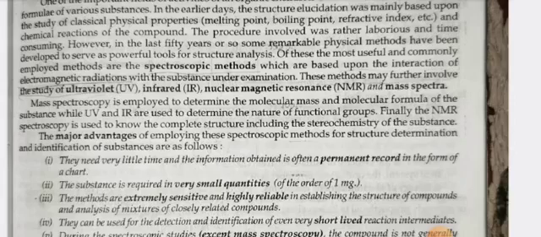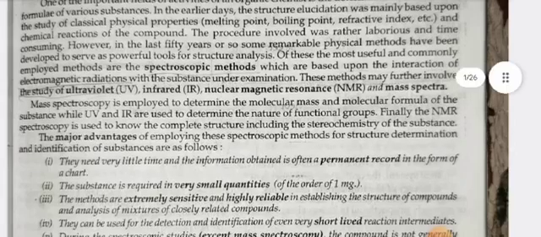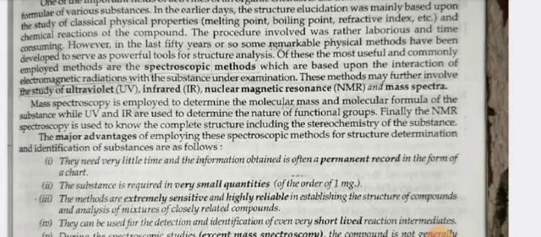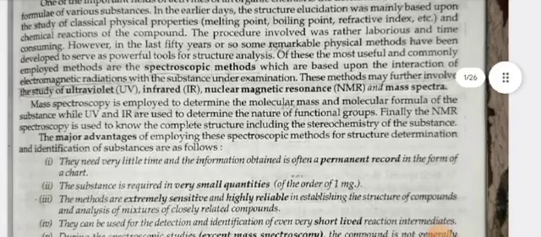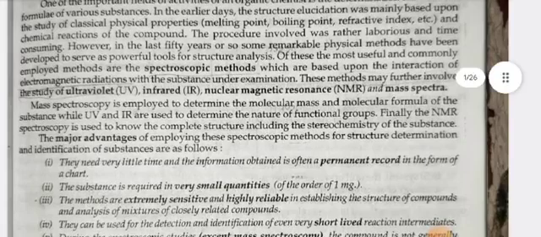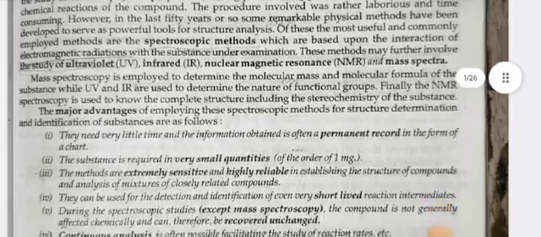However, in the last 50 years or so, the methods used are spectroscopic methods, which are based upon the interaction of electromagnetic radiation with the substance under examination. It may involve the study of ultraviolet, infrared, and nuclear magnetic resonance (NMR) and mass spectra.